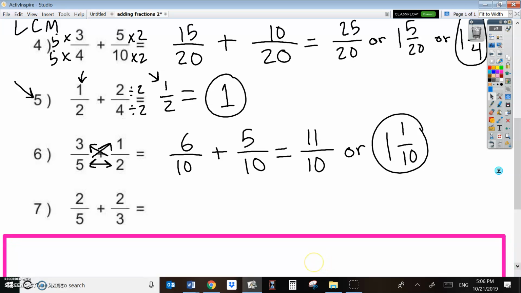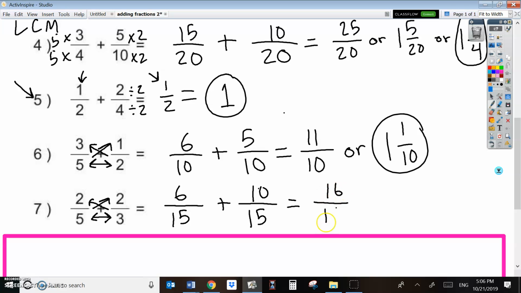Pause the video, give people time to work. Okay, now that you've done that, this is a good one to use the rule of 4 as well. 5 times 3 is 15. 3 times 5 is 15. 3 times 2 is 6. 5 times 2 is 10. Looks like it's going to be 16 over 15, or 1 and 1/15.